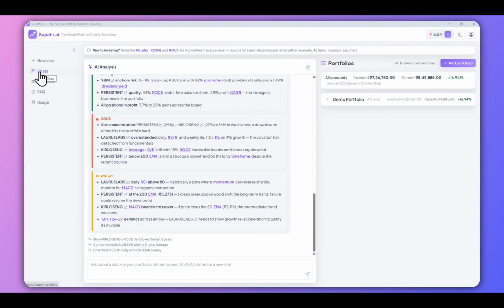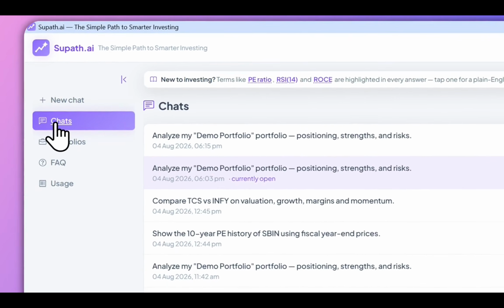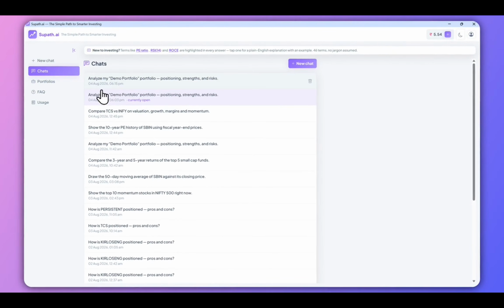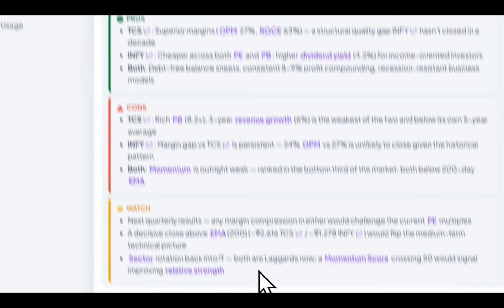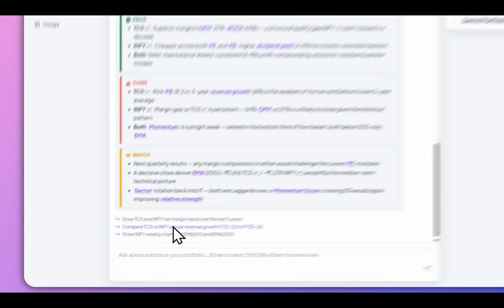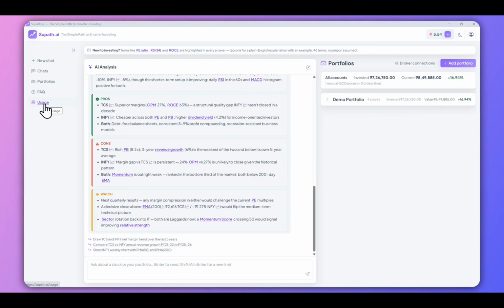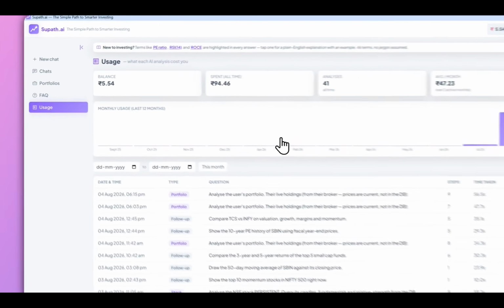Every analysis is saved. The chats list shows each question with its timestamp and marks the one currently open. You can see the range from the history here. Company comparisons, a 10-year PE history, portfolio analysis, mutual fund returns, moving averages, momentum screens across the Nifty 500, and pros and cons on individual holdings. Click any of them to resume that conversation exactly where you left it and ask follow-up questions against the same context. Finally, usage. And this part is deliberately transparent.